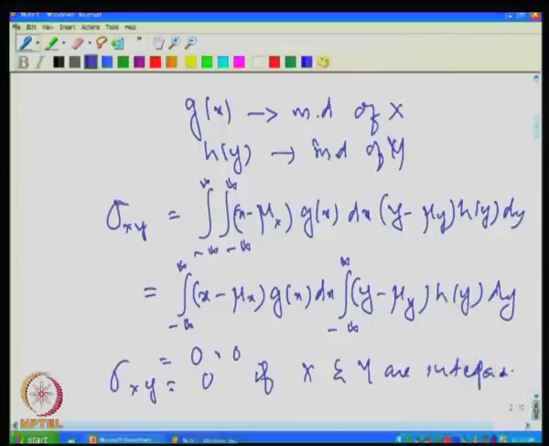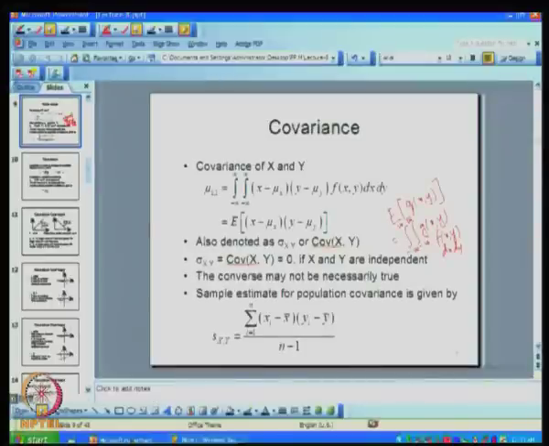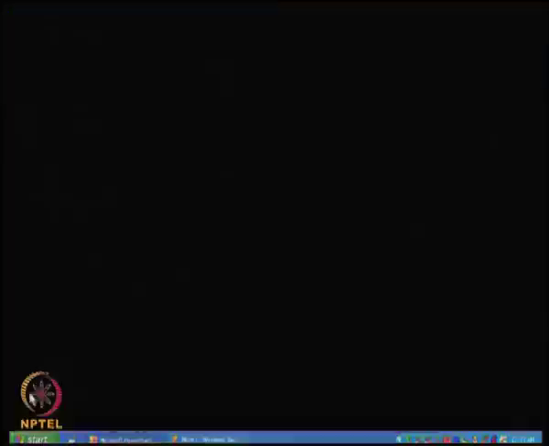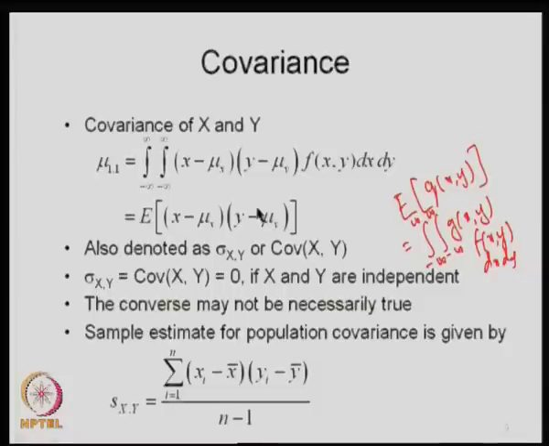You must remember, however, that the converse is not in general true. That is, you may have covariance of x comma y as 0, but that does not necessarily mean that x and y are independent. So, we state sigma x y is equal to 0 if x and y are independent. However, the converse may not be necessarily true.